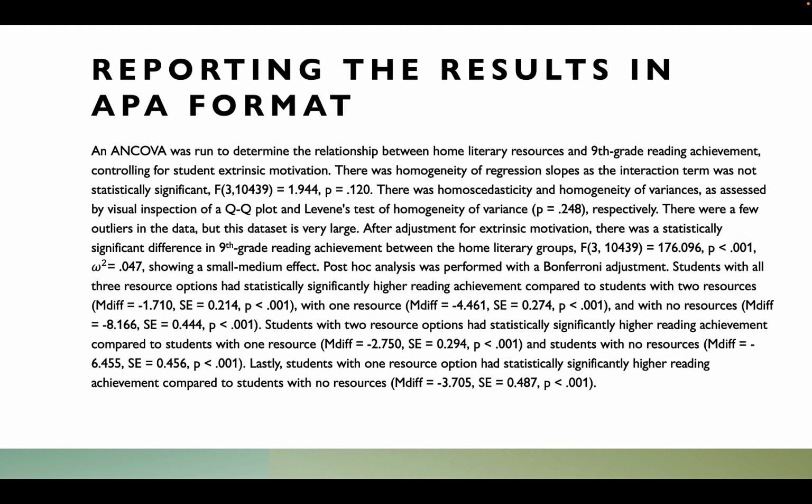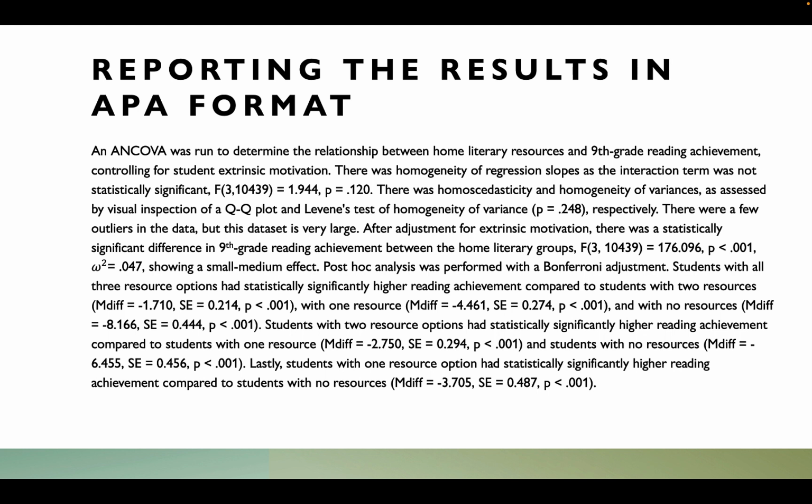After adjustment for extrinsic motivation, there was a statistically significant difference in 9th grade reading achievement between the home literary groups. And again, we report our F test. So we report our 3 degrees of freedom for the home literary group, and we report the degrees of freedom for our residuals, 10,439. We report the value of the F test, 176.096. We report the p-value of less than 0.001, and we report our effect size omega squared of 0.047, and we note that this shows a small to medium effect.